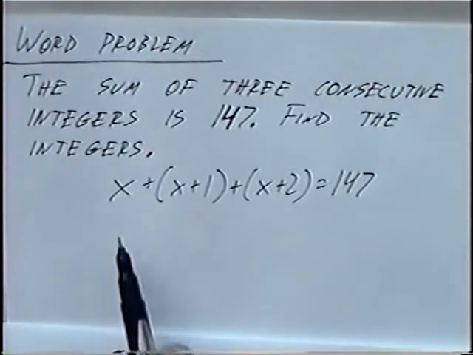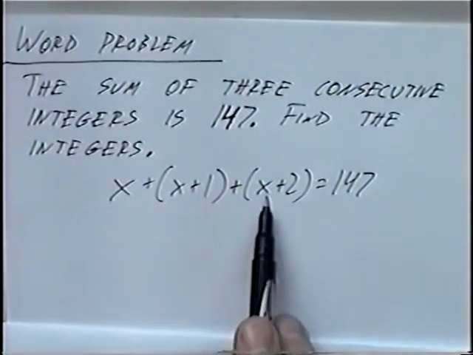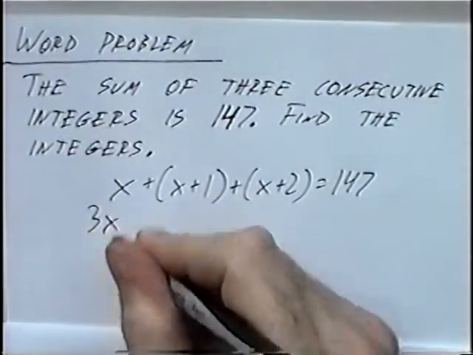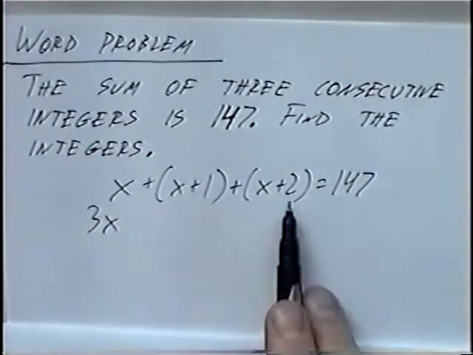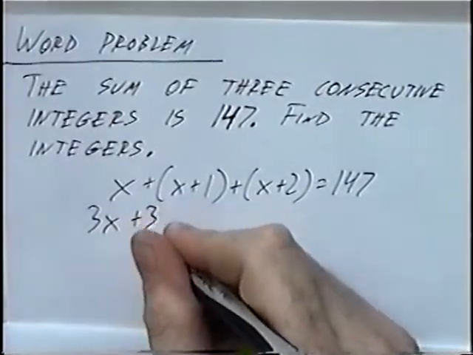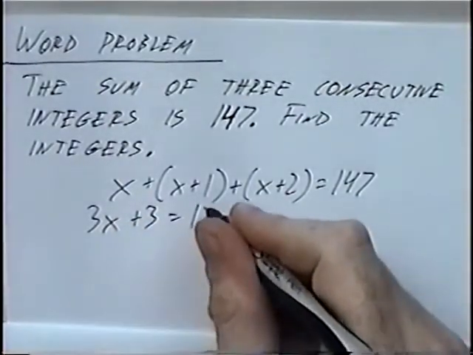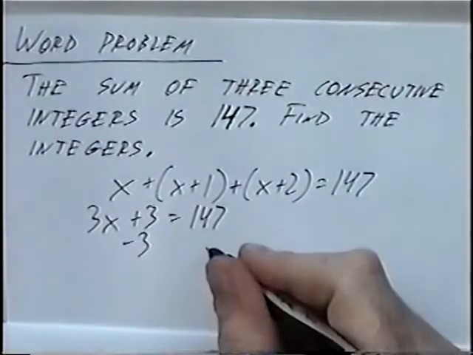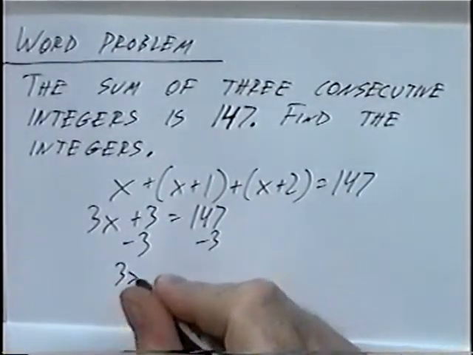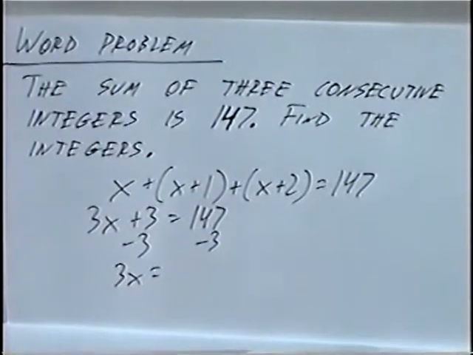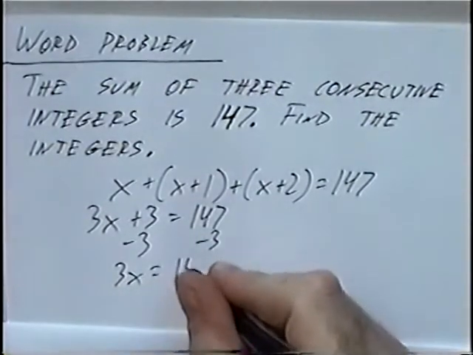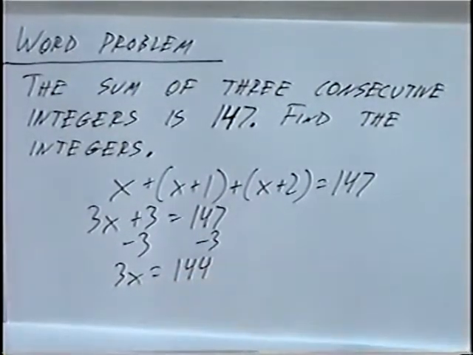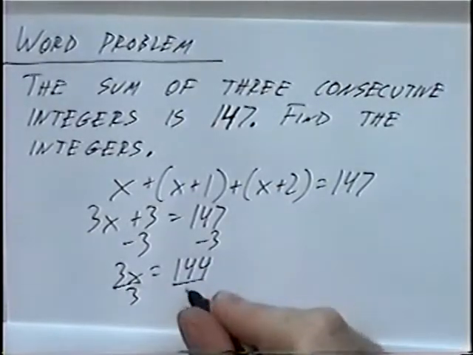Solving, we can combine like terms. x plus x plus x would be 3x, and plus 1 plus 2 would be plus 3, equals 147. Solving, we can subtract 3 on both sides. So 3x equals 147 minus 3, which is 144. And last step, divide by 3.